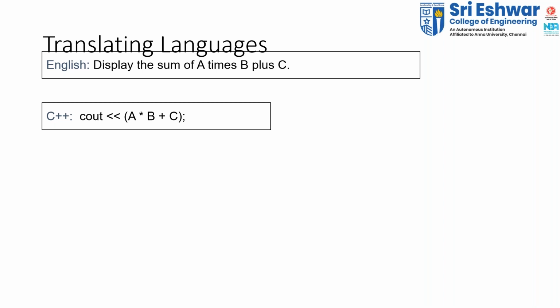Sum of a times b plus c. So here, sum of a times a into b plus c. This is what is present in the C++ instruction. Okay, cout, left arrow, a into b plus c.